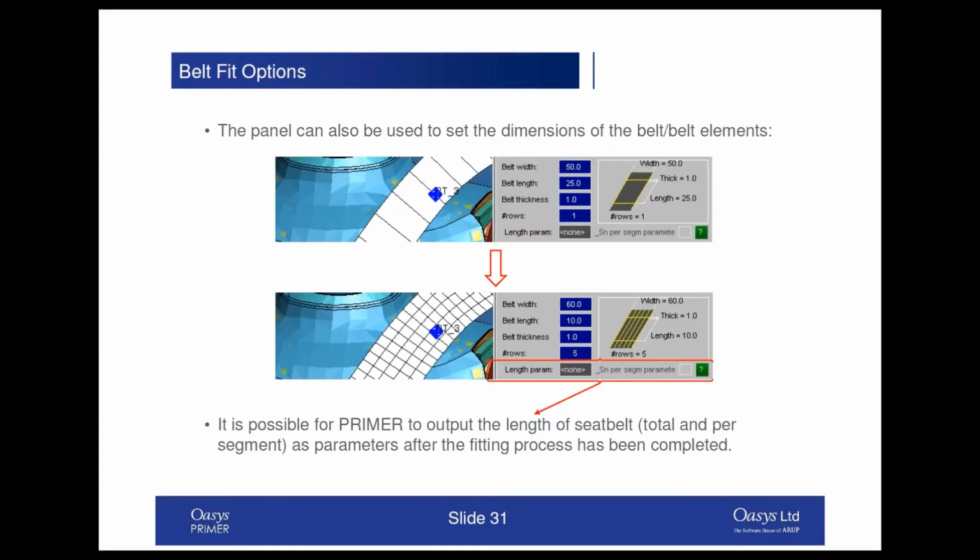It's also possible at this part of the menu to provide Primer with a parameter, and Primer will then store in that parameter the length of the belt, either the total length of the belt or on a per segment basis, which may be useful for you.